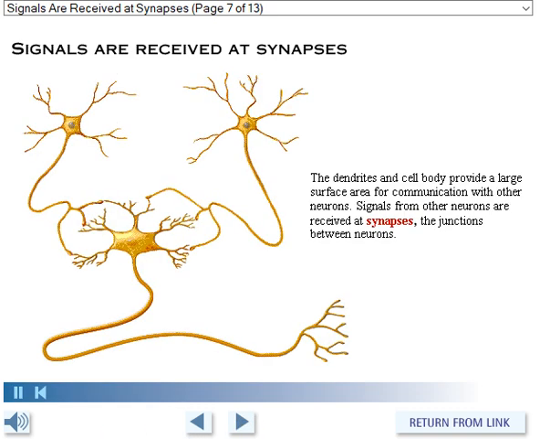The dendrites and cell body provide a large surface area for communication with other neurons. Signals from other neurons are received at synapses, the junctions between neurons. Click a small neuron to see signals sent from one neuron to another at a synapse.